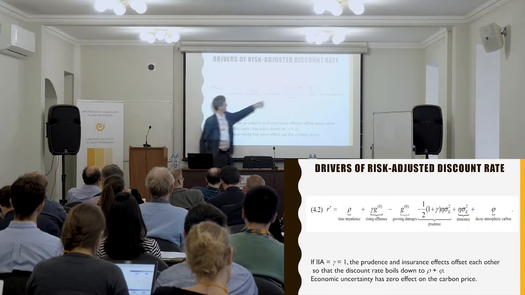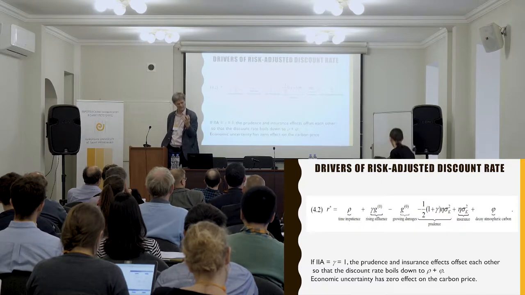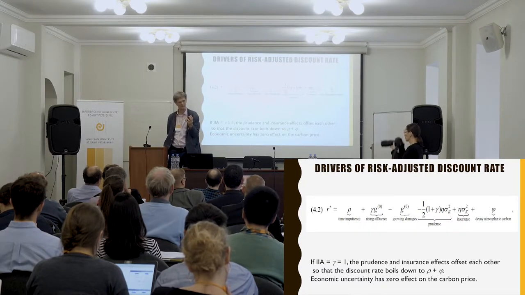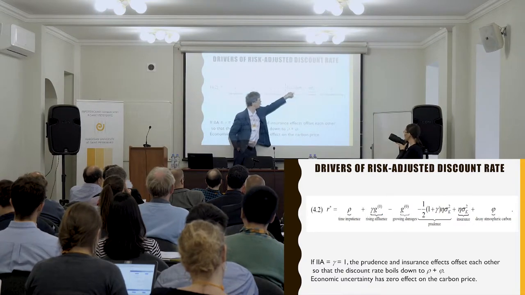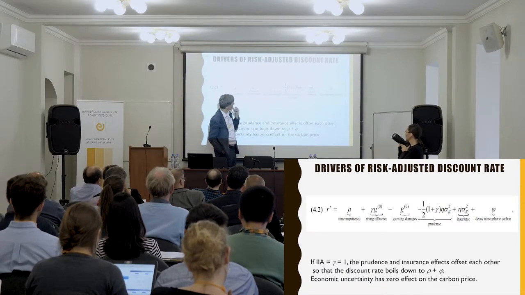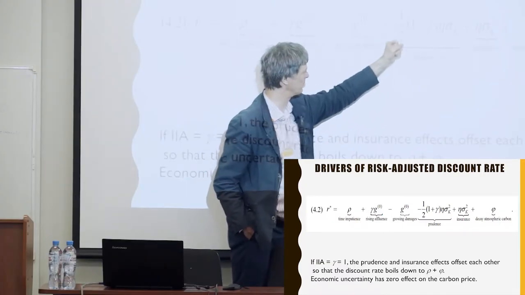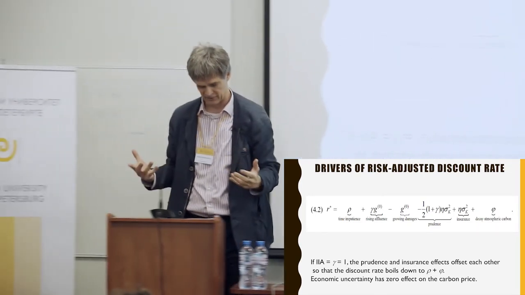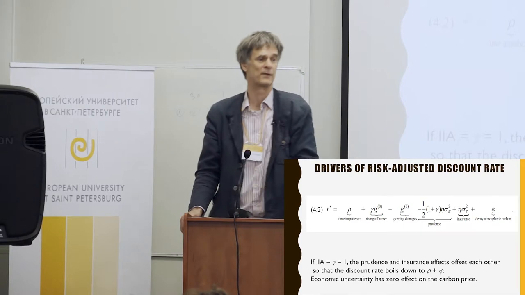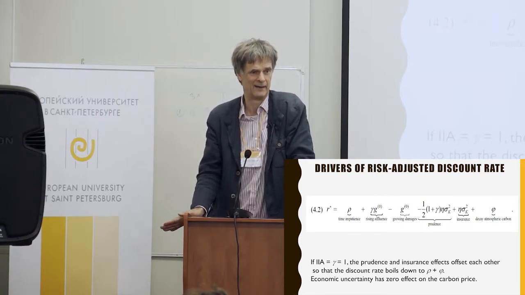But this is something similar. This 1 plus gamma happens to be, for this set of power functions, the coefficient of relative prudence. It's the Kimball thing. And this eta is the risk aversion, and it's proportional to the volatility. So the more volatile, the more prudent you are, and the more risk averse you are. That pushes down the risk-adjusted rate of interest, and therefore makes you price carbon more. I think that's fairly clear.